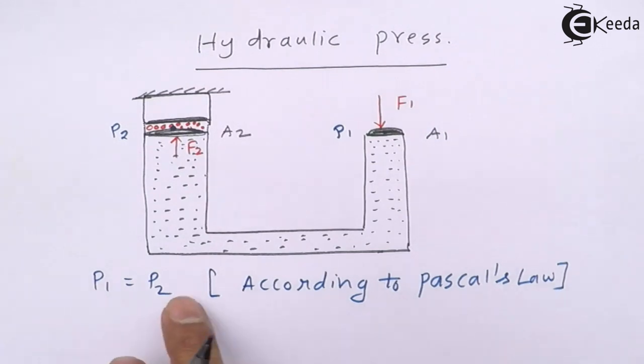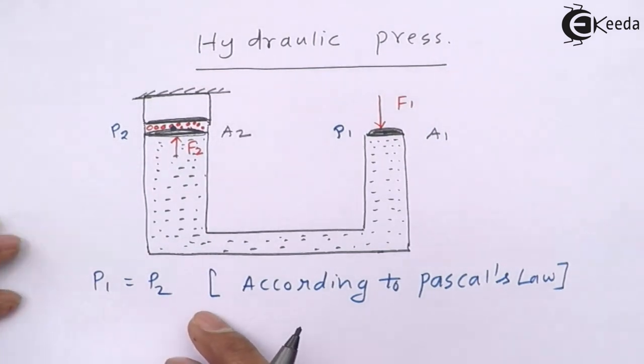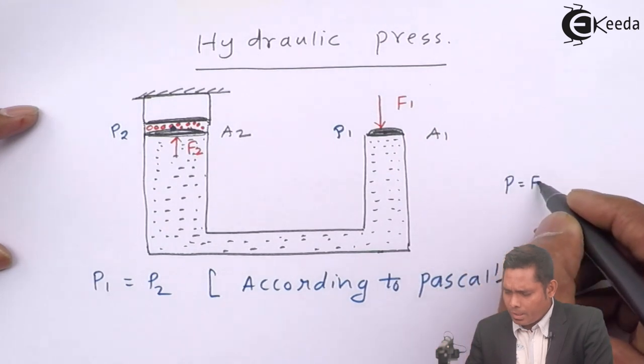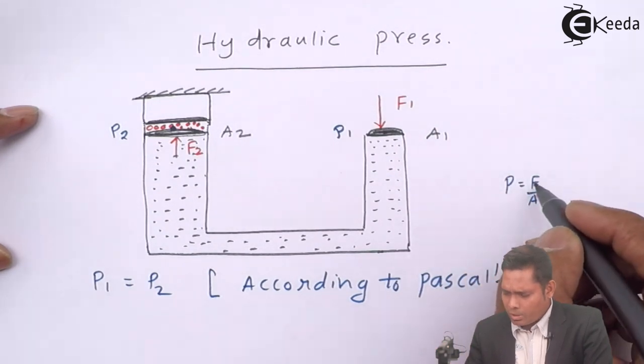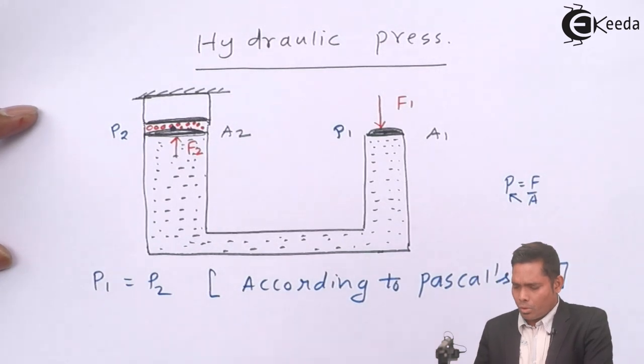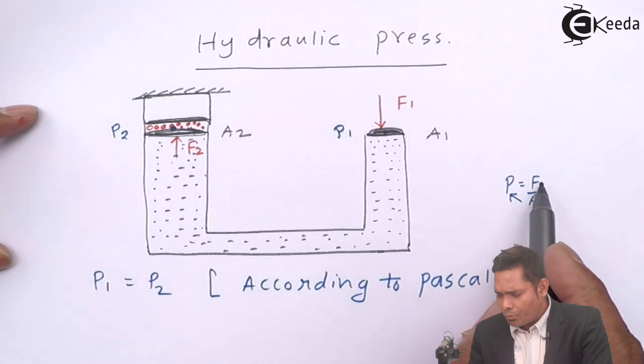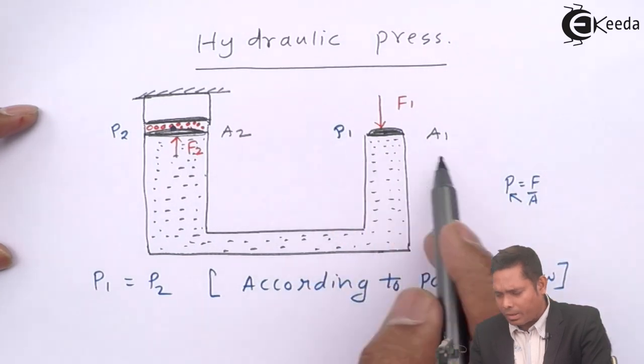Now, if the pressure is the same, then I can use that. I know that the pressure formula is force upon area. So I'll write the force as pressure into area. So pressure P1 is F1 upon A1 here. The force is P1 A1 here.